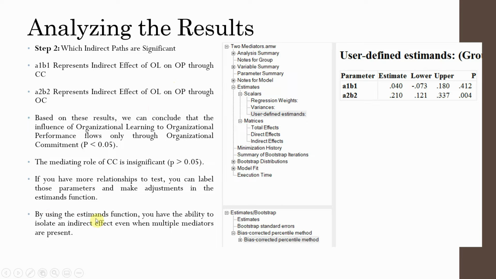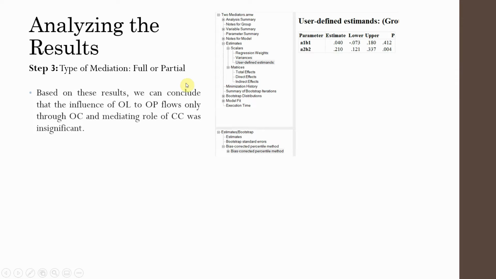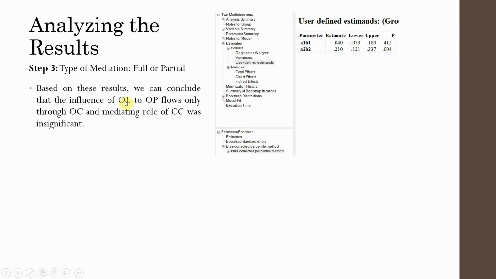By using the estimates function, you have the ability to isolate an indirect effect even when multiple mediators are present, just like we did here. Now, what type of mediation is there? In order to identify the type of mediation, we know that the path from A1 B1 is insignificant, the path from A2 B2 is significant, which means that organizational commitment is a mediator.